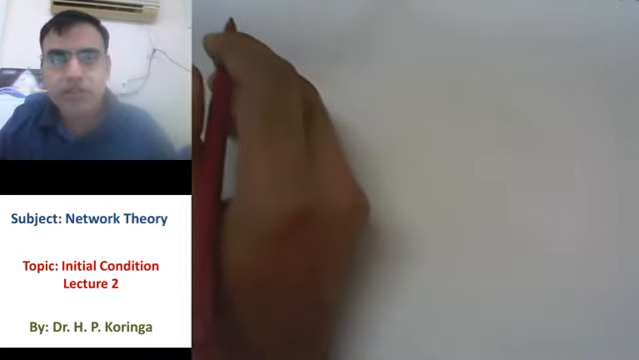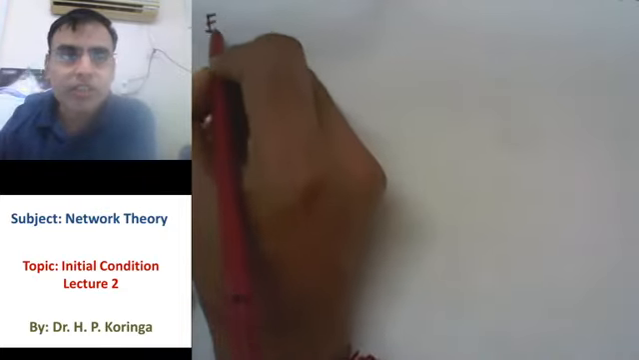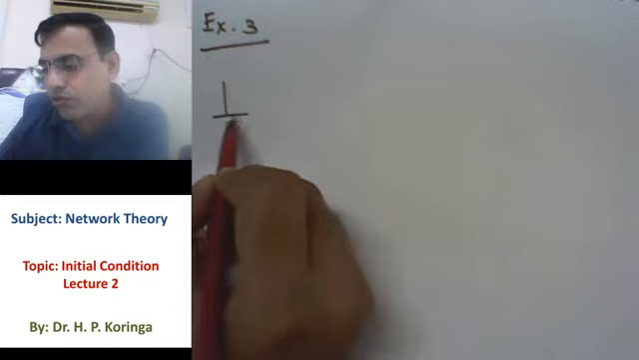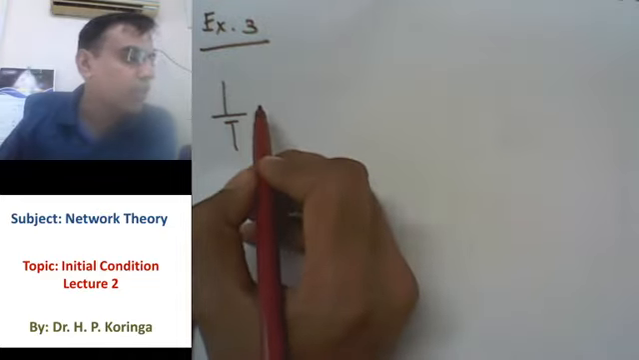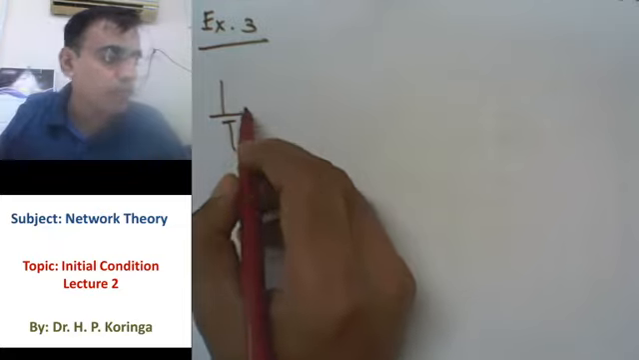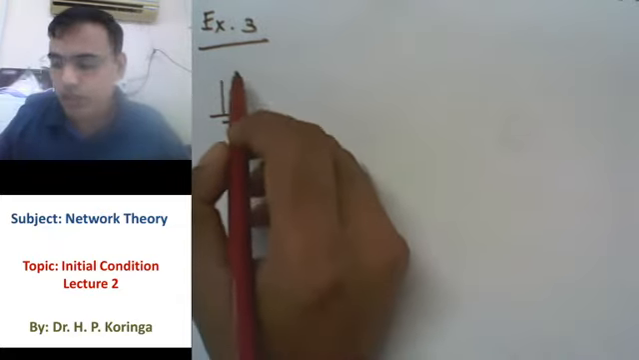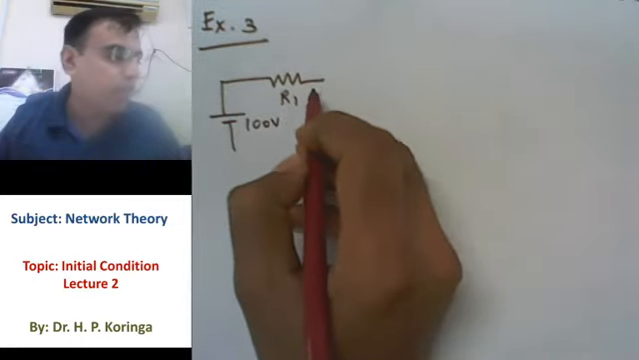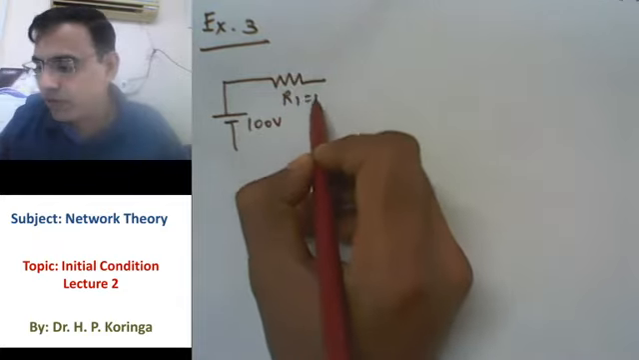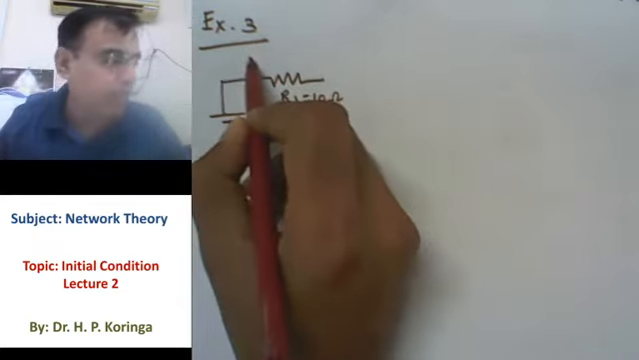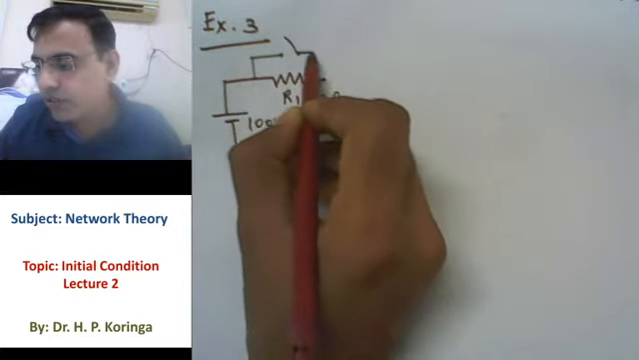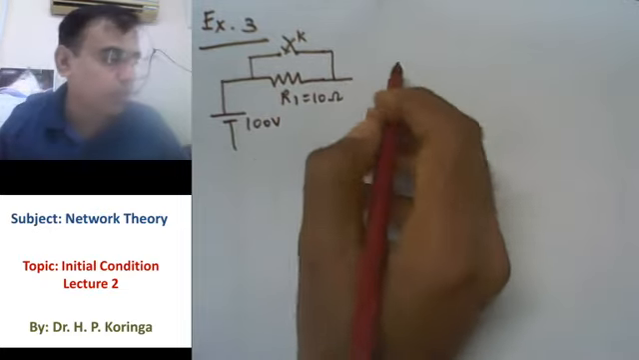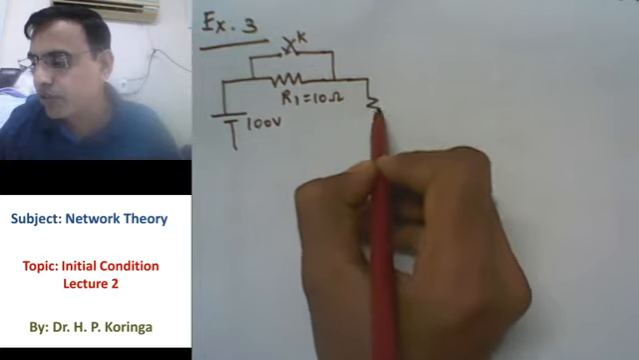So this is example number 3. The network has one voltage source, the value is 100 volt, and it is connected in series with R1, and the value of R1 is 10 ohm. Parallel to R1 there is a switch, and the switch is closing at t is equal to 0. Before t is equal to 0 it works as an open switch.